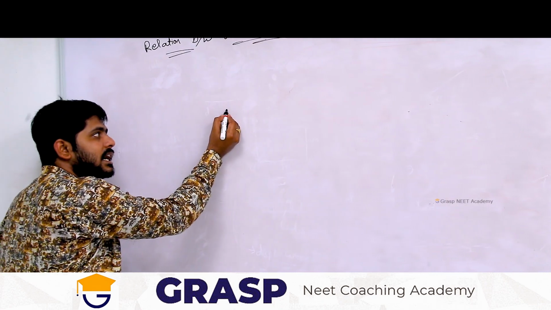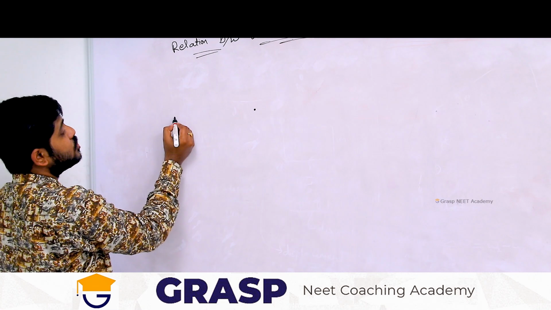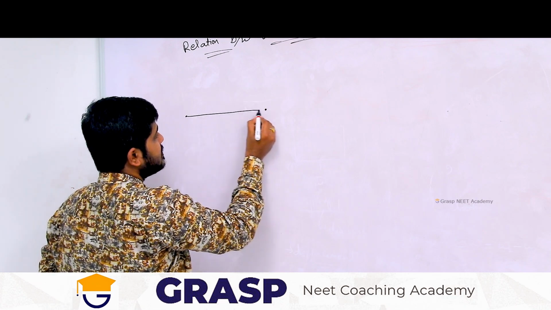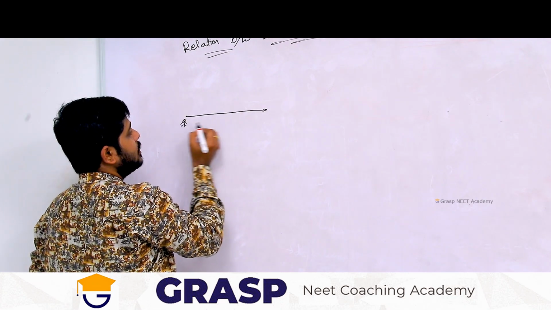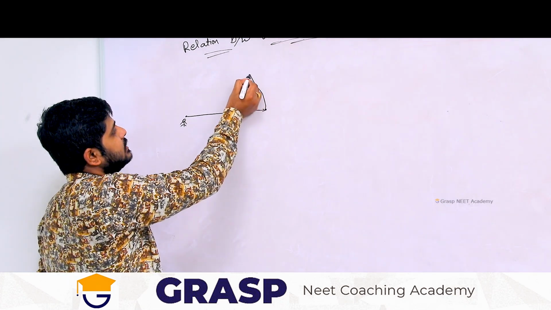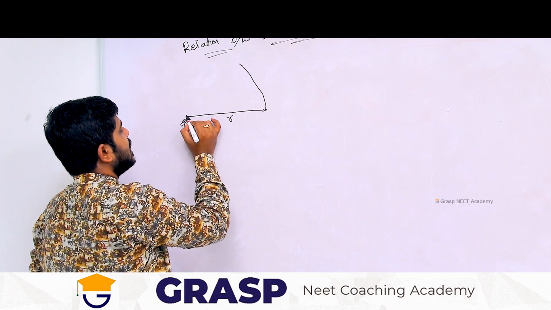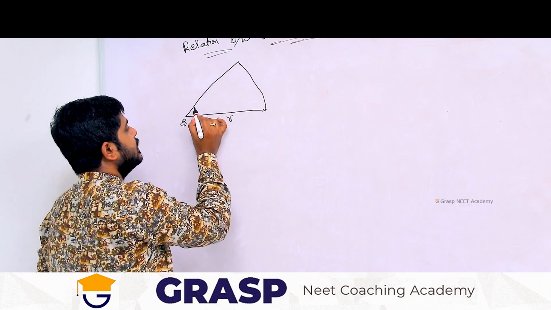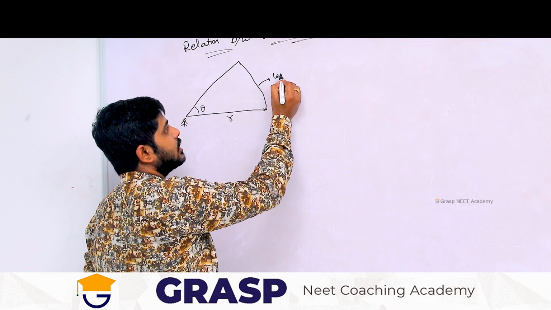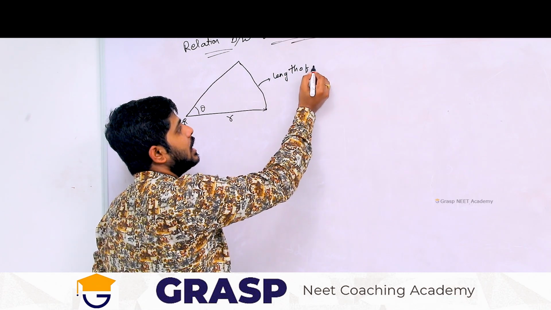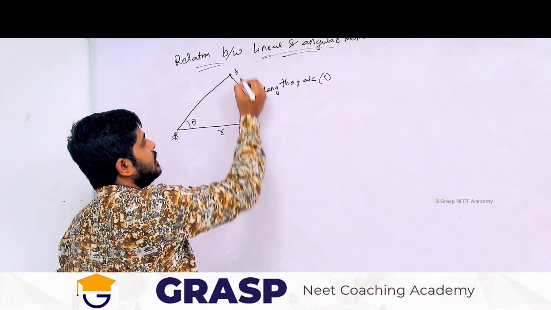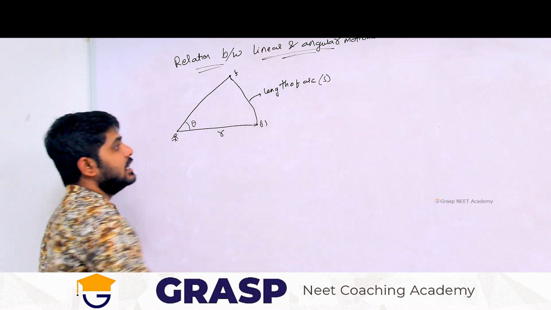Let us consider the particle is initially at this position with respect to this axis. The particle is at a distance r from the observer. Now this particle is traveling in this path, so it makes an angle theta. This is the length of an arc, which we consider as S. From initial to final, we consider this as the length of the arc, S.